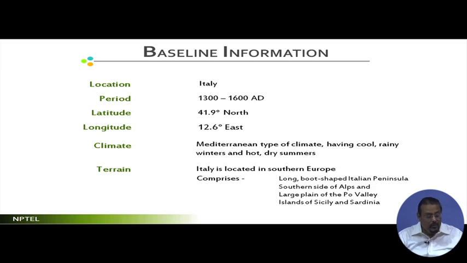Terrain is essentially on the southern slope of the southern part of Europe. Here it comprises the long boot-shaped Italian peninsula, the southern side of the Alps, the large plain of the Po Valley, and the islands of Sicily and Sardinia. That is the terrain. It's slightly stepped.